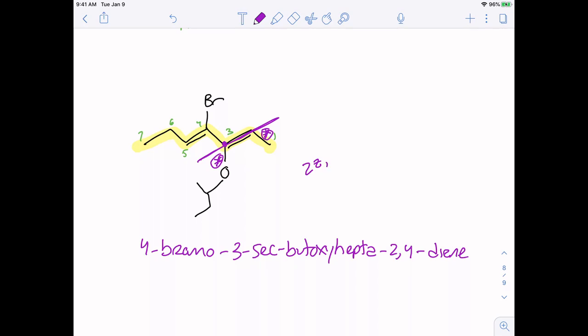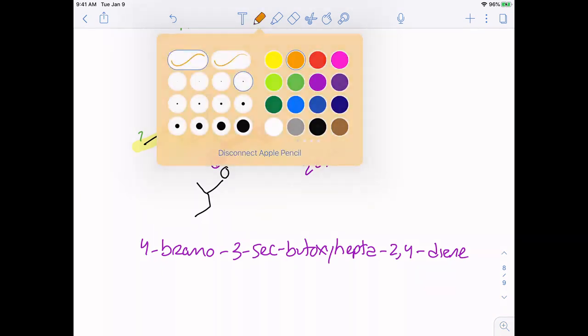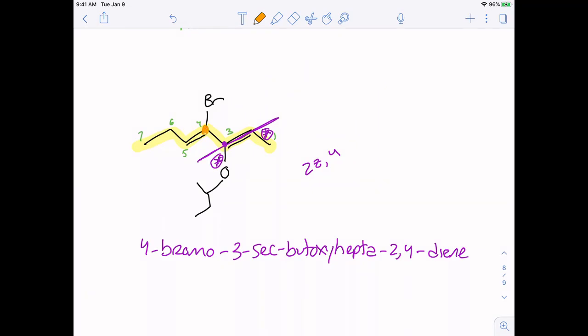On carbon 4, I also have to look at the stereochemistry. So on this carbon, let's use a different color. On this carbon, I have a bromine. If I go up, and then it goes down to a carbon, so the bromine is higher in priority. On carbon 5, I have an ethyl group. If I go down, I have a hydrogen. That ethyl group is higher in priority. So as I look down that double bond, that one's also Z, so 4Z.